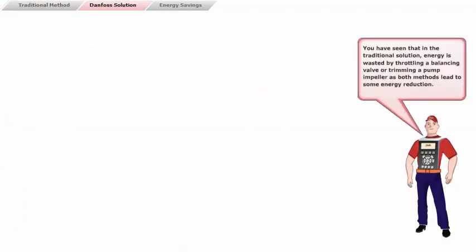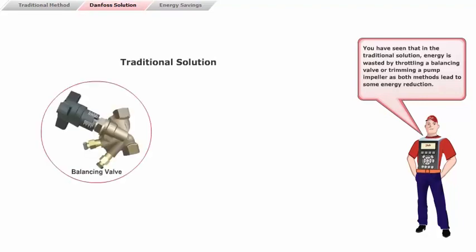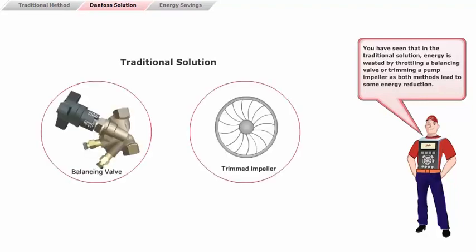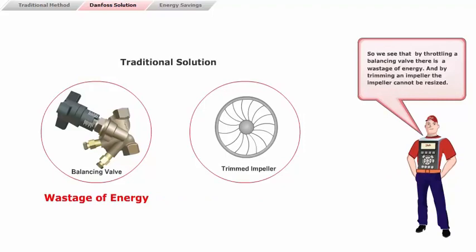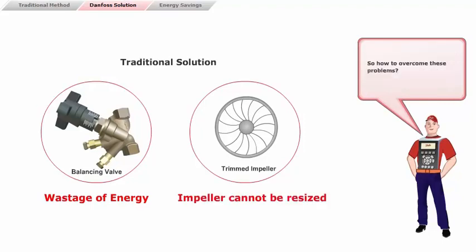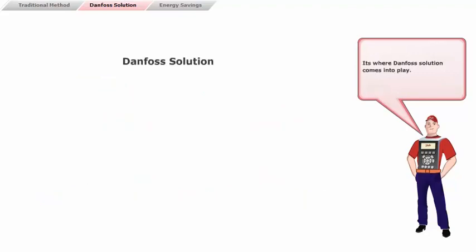You have seen that, in the traditional solution, energy is wasted by throttling a balancing valve or trimming a pump impeller, as both methods lead to some energy reduction. So we see that, by throttling a balancing valve, there is a wastage of energy, and by trimming an impeller, the impeller cannot be resized. So, how do we overcome these problems? It's where the Danfoss solution comes into play.